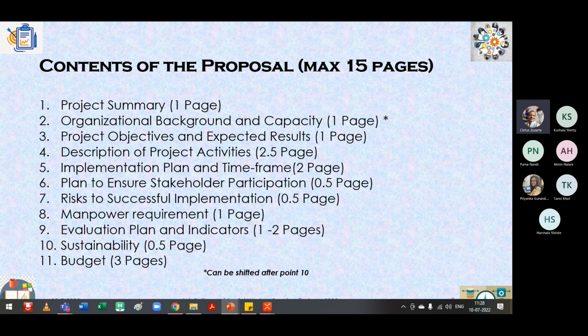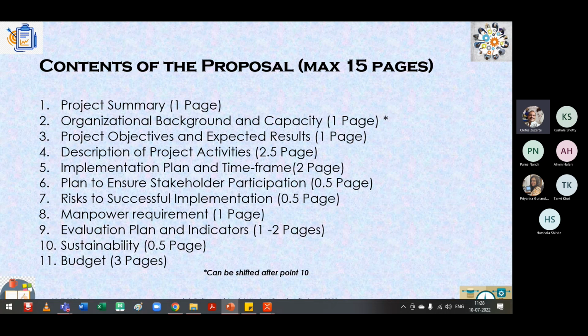Okay, so you describe your project activities. Now this project activities is something that the organization commits to in terms of a budget. So they would need to know what you're doing, so therefore your description increases. Okay, you need to describe those activities. Your implementation plan can be around 2 pages. Stakeholder participation is something like a half a page.